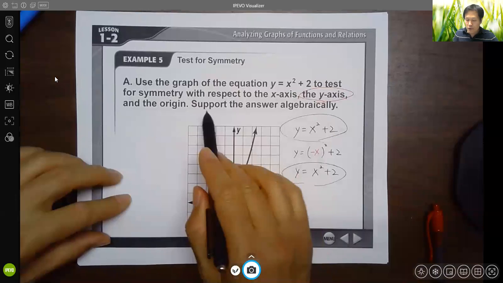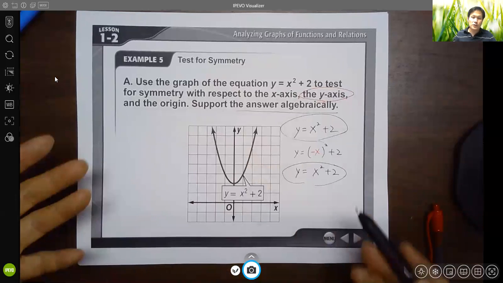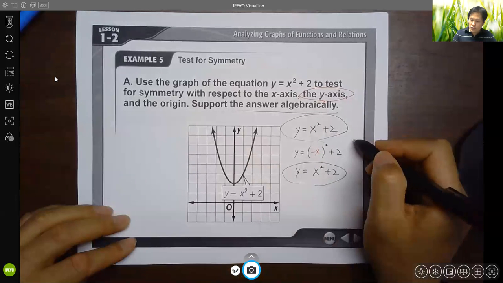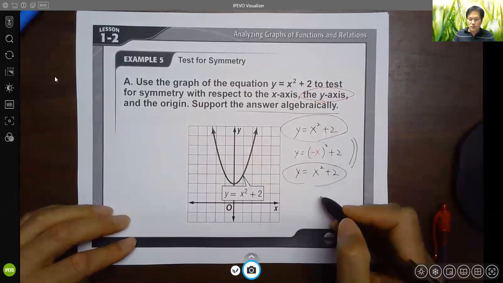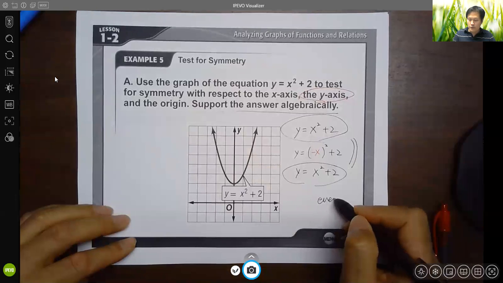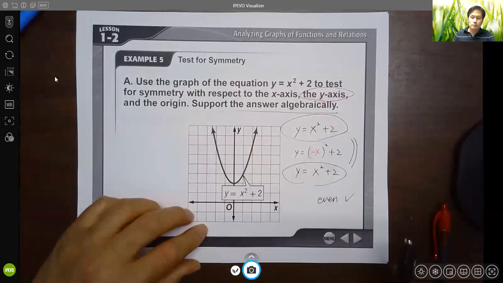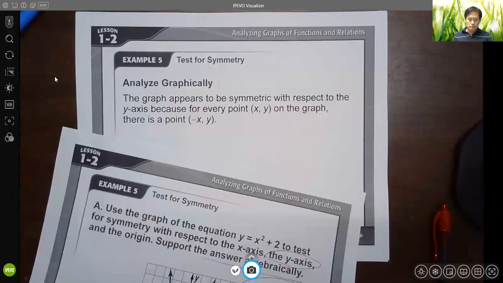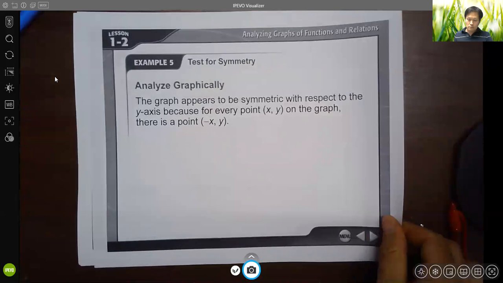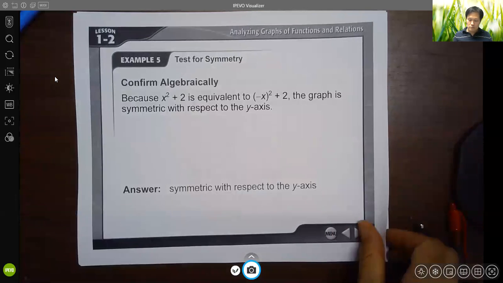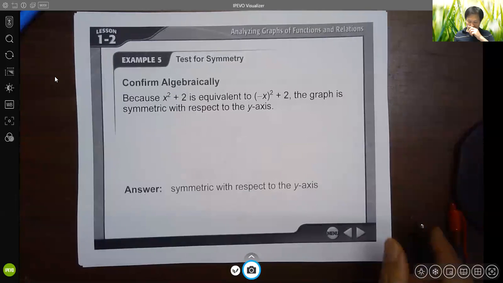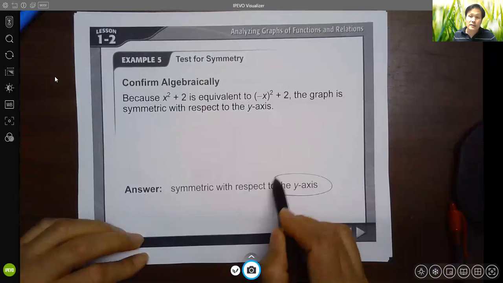So that is how you support the answer algebraically. They equal each other. So that's even. So symmetry over y-axis.